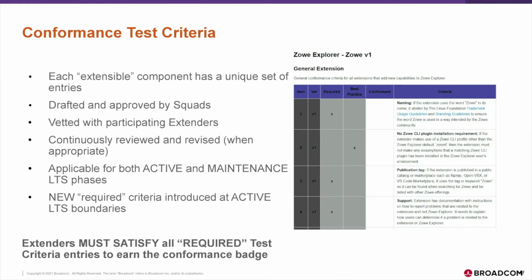We see here that there are items marked as required and some items marked as best practice. The Zowe onboarding squad is responsible for vetting the criteria with extenders and making sure that it is continuously updated, especially at the boundaries of a long term support release. Once the criteria is satisfied, extenders will earn the conformance badge. In the following section, we will dive deeper into the Zowe Explorer conformance criteria.